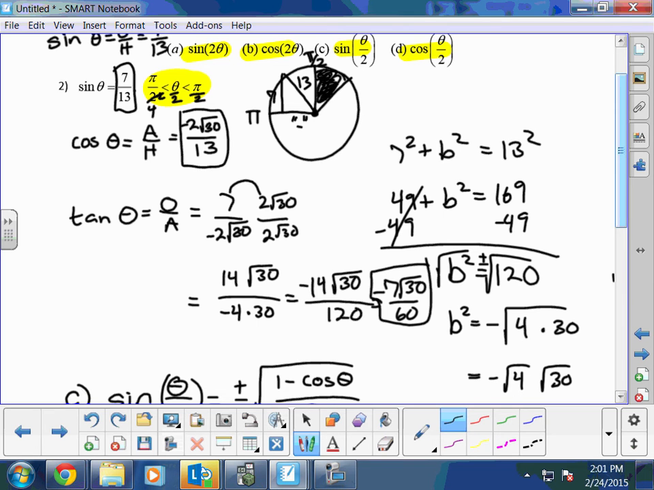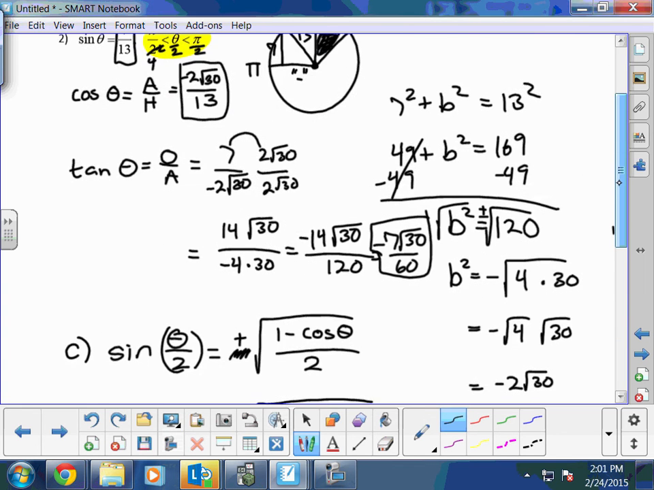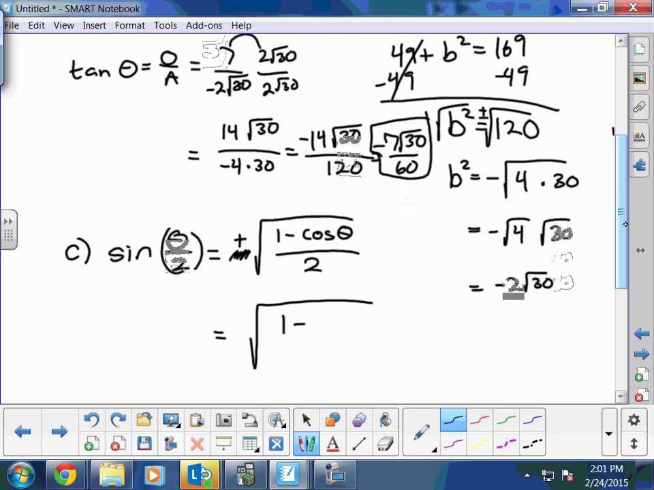So if I get that quadrant right there, all that is positive, which means that this sine theta will be positive, nothing negative with it. Now, once I have that out of the way, I could go ahead and apply. I have cosine theta. I found that out earlier. Cosine theta was negative 2 square root of 30 over 13.